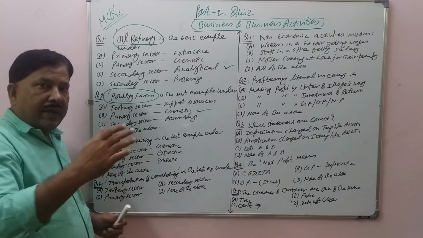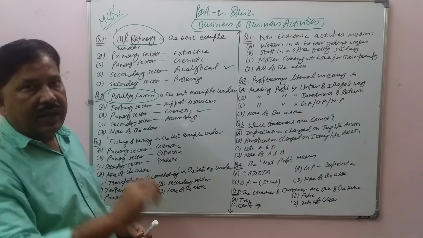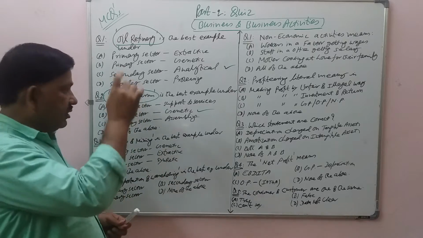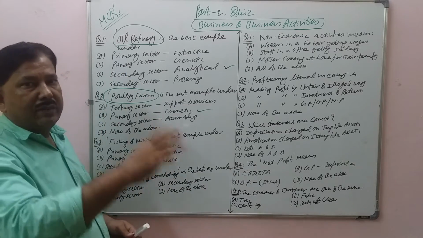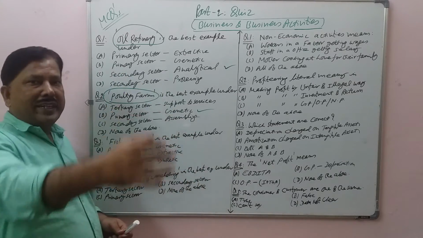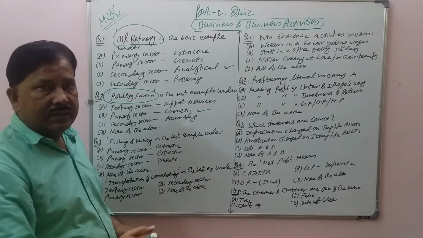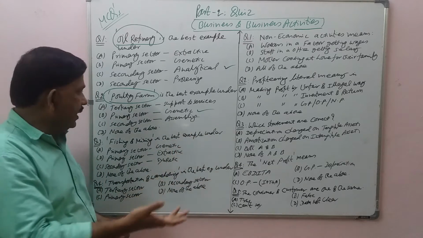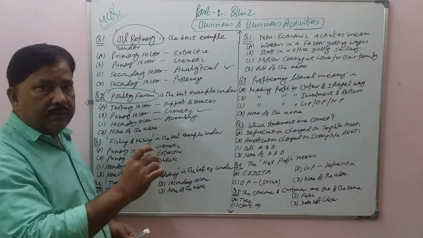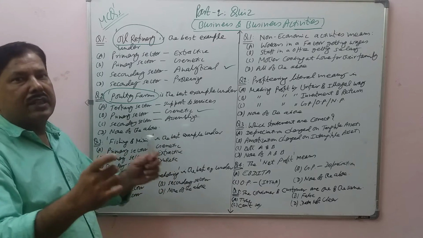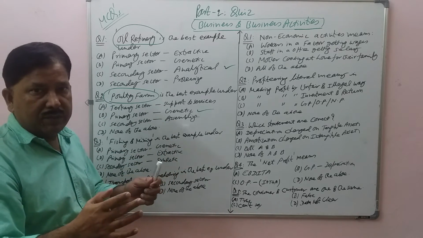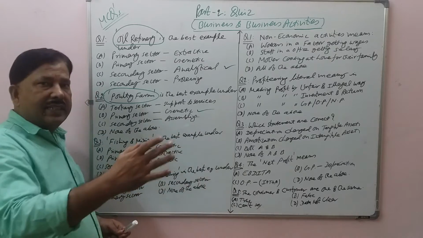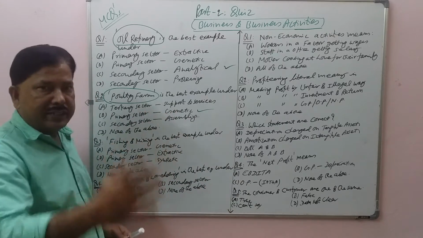Primary sector has been divided into 2 parts: extractive sector and genetic sector. Under extractive sector, there are farming, hunting, lumbering, and mining. There are examples like this. But genetic sector means breeding part. So poultry farms is one of the best breeding parts. Any other example under breeding part will come under genetic sector.